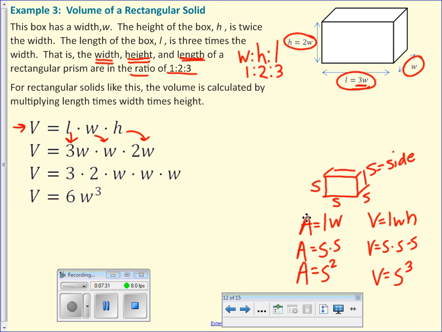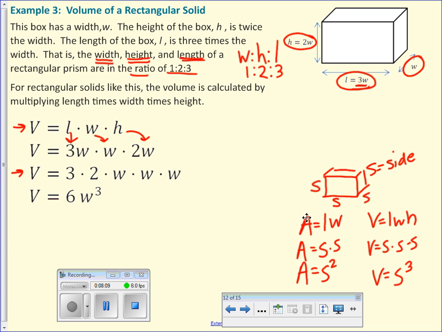So far, so good? I remember from a couple lessons ago that I could take my 3W times W times 2W, expand it, and use the commutative property to rearrange them. So here I have my coefficients together, 3 times 2, and then all my variables together, W times W times W. Does everybody see what we did in that step? So then I can combine my like terms. 3 times 2 is 6, and W times W times W is W cubed.